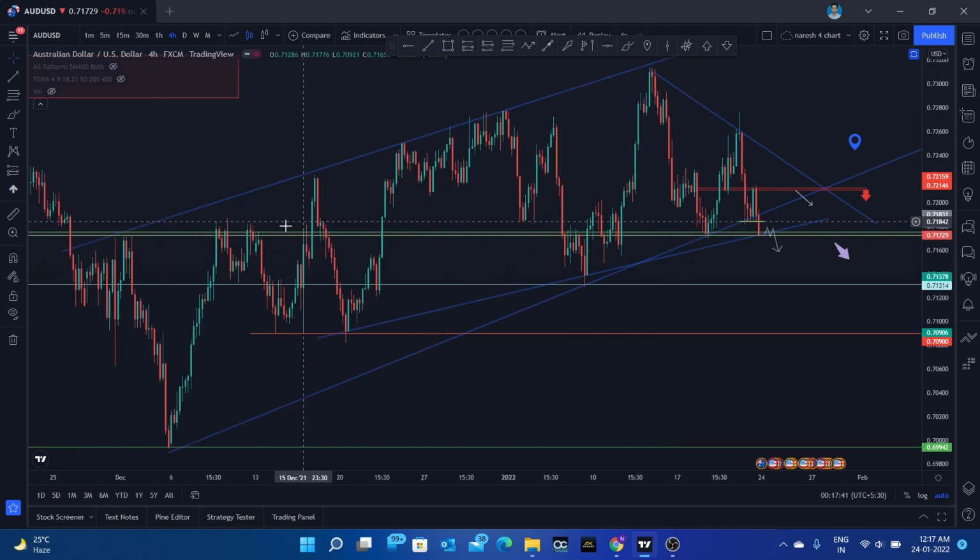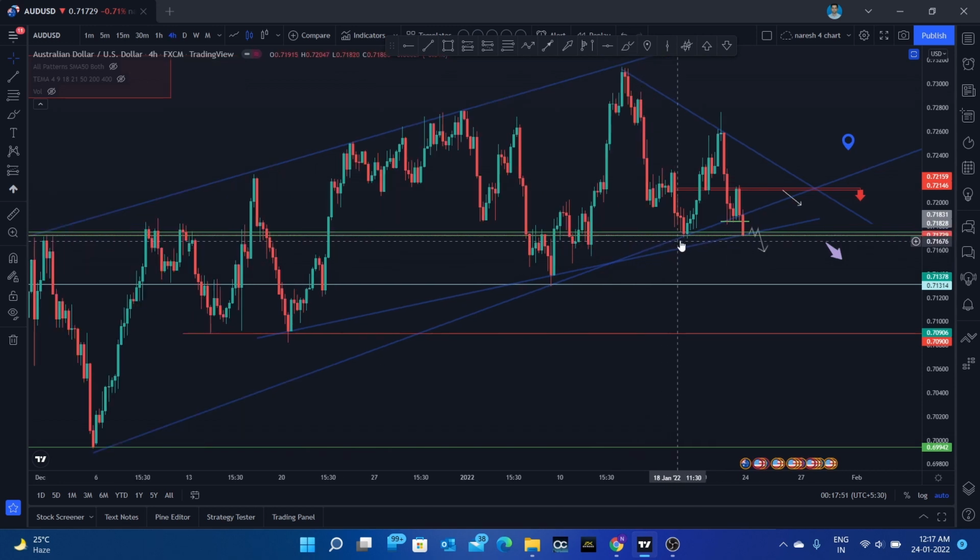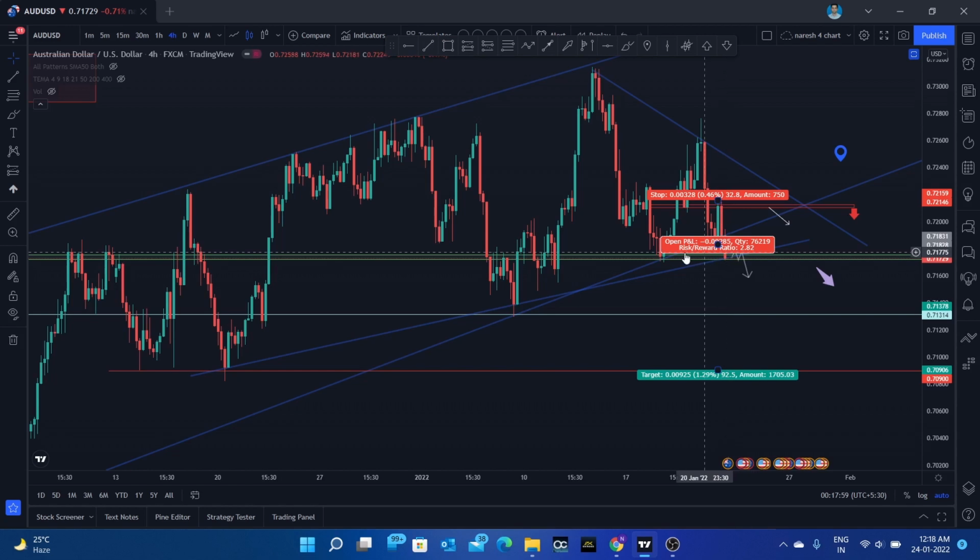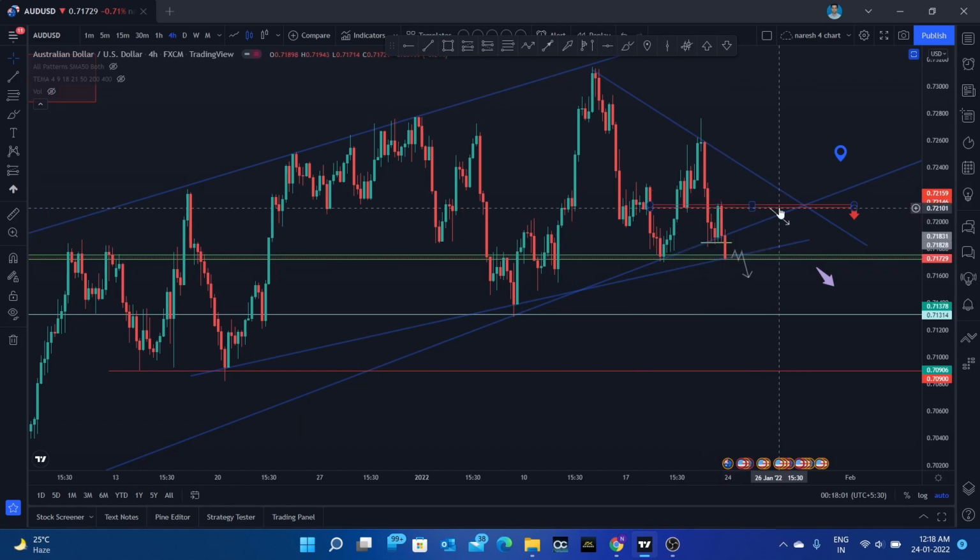So this is a very important support area, guys. See, we are having multiple touch points here, so it is a very important support area. So just wait for the break of the support area, or just wait for some consolidation here a little bit. So you can enter after that, guys, or else just wait for some kind of pullback into this zone.